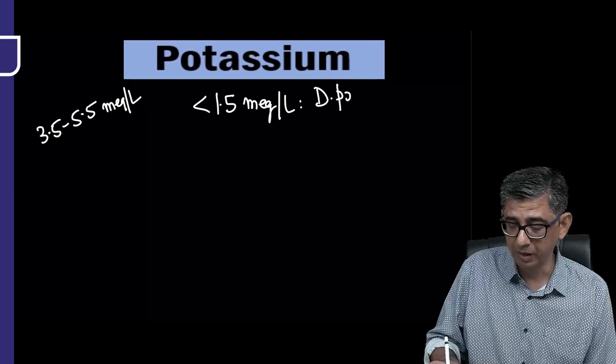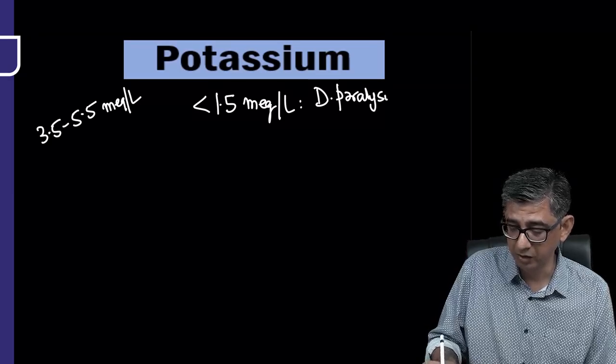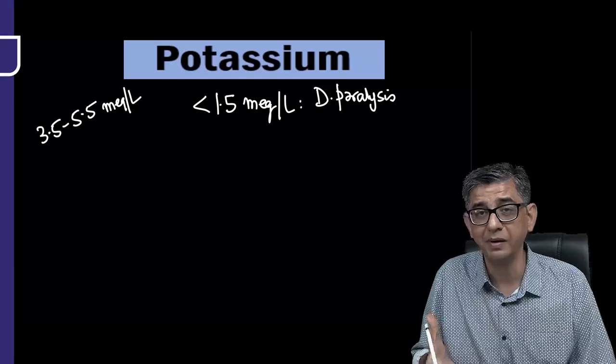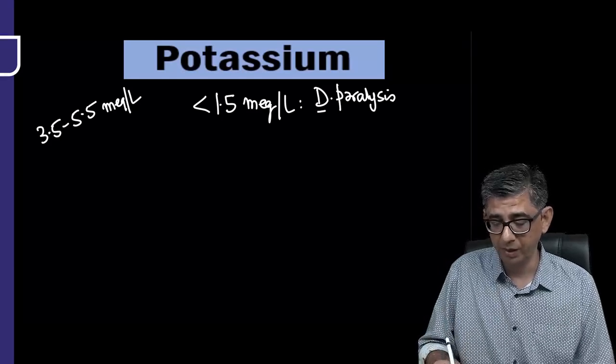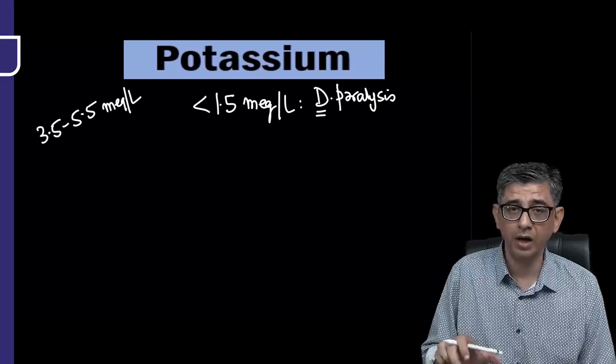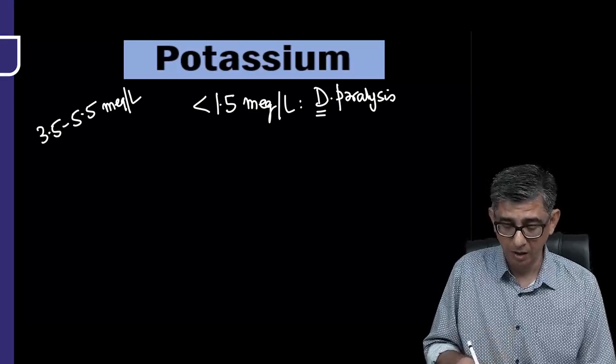Your answer would be muscle paralysis, and one of the important muscles that we're talking about at the moment is the main muscle of inspiration, diaphragm. So diaphragmatic paralysis contributes to mortality in hypokalemia, and vice versa.